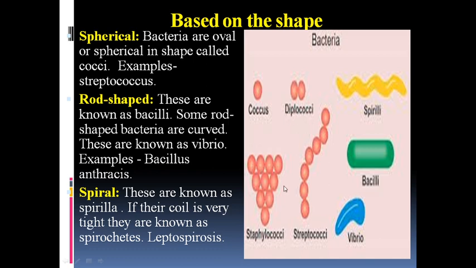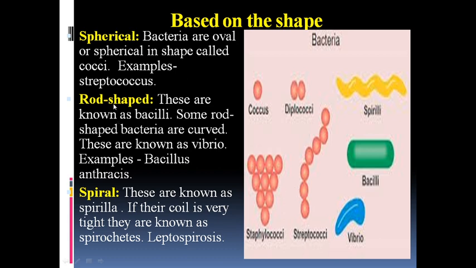A cluster of cocci is called staphylococcus, and when the cocci are arranged like a chain, that is called streptococci. Okay, these are the spherical shaped bacteria. For a single bacterium we call it a coccus, and for two spherical shaped bacteria we call it diplococci. A cluster of cocci is called staphylococcus. A chain of cocci we call streptococci.